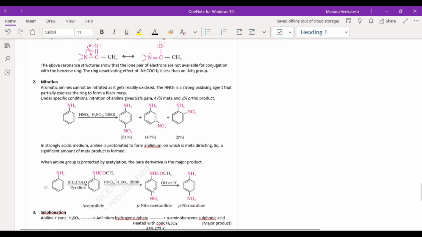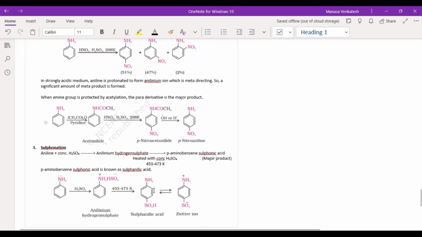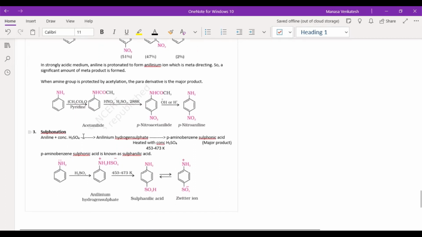So aromatic amines also undergo sulfonation. Aniline reacts with concentrated sulfuric acid to give us anilinium hydrogen sulfate. Now, this anilinium hydrogen sulfate is heated with concentrated H2SO4 at 453 to 473 Kelvin to give us para-amino benzene sulfonic acid, which is the major product.